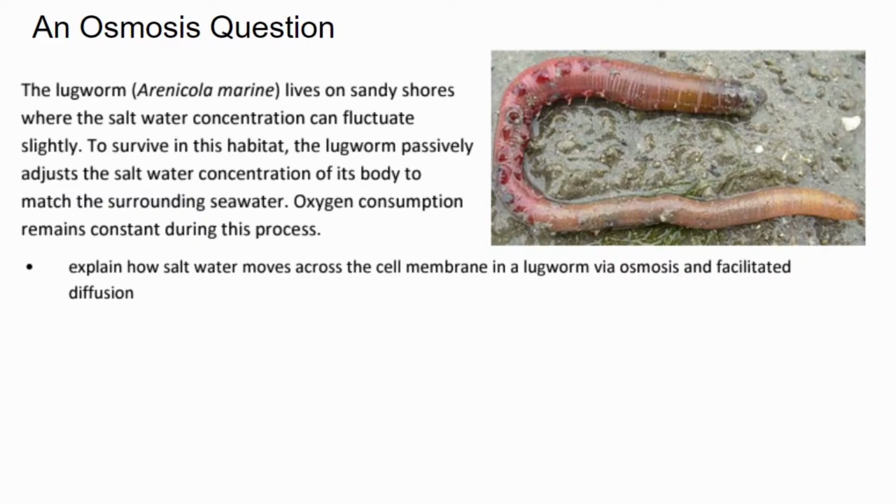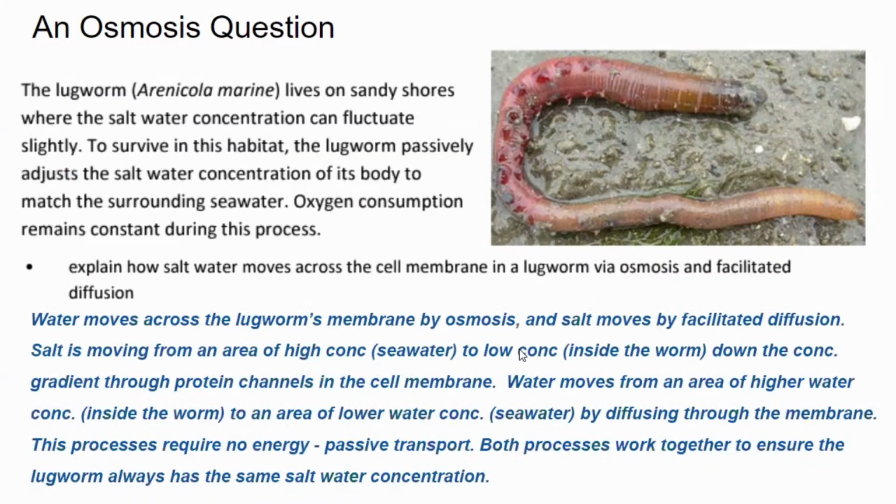If the salinity of the seawater decreases, so there's a higher water potential, then the lugworm is going to need more water inside its cells. So it's going to need to use osmosis to have water flow from outside the cell to inside the cell. Let's have a look. So water moves across the lugworm's membranes by osmosis, and salts move by facilitated diffusion.